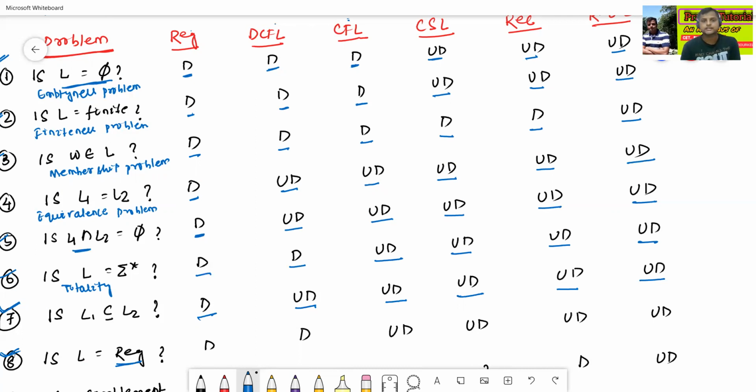This problem is decidable under regular language, decidable under DCFL language, undecidable under CFL language, undecidable under CSL language, undecidable under recursive language, undecidable under REL language. This is called the problem of whether a language is regular or not. Next we'll see.